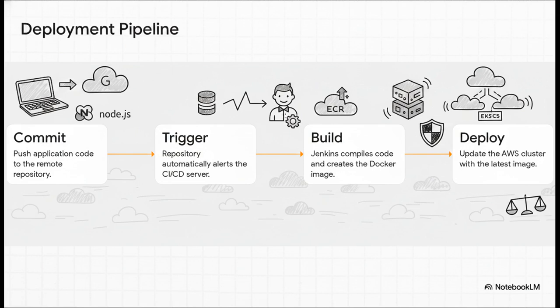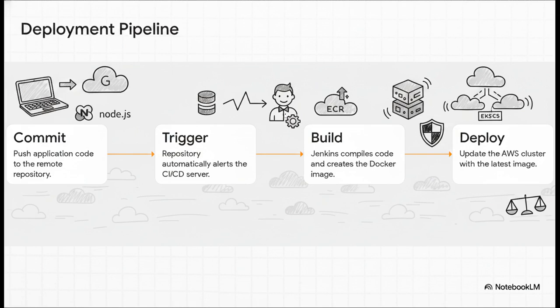Here's how it looks. Step 1. You push your fresh Node.js code to GitHub or your remote repo. Step 2. That repository automatically fires off a webhook, just a little digital signal to your CI/CD server, like Jenkins. Step 3. Jenkins wakes up, pulls your code, securely runs that multi-stage Docker build we talked about, creates that incredibly lean distroless image, and pushes it up to your AWS Elastic Container Registry.